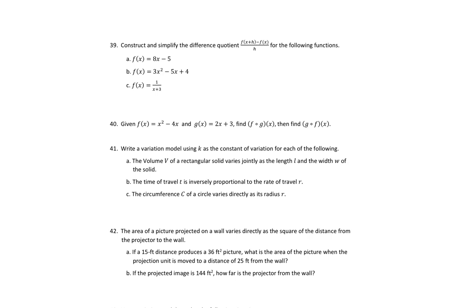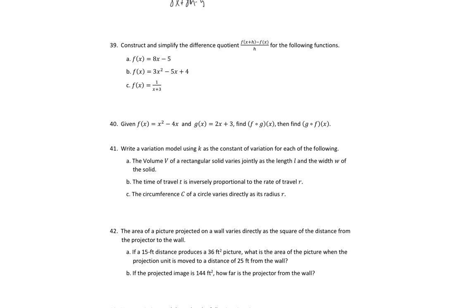Construct and simplify the difference quotient f of x plus h minus f of x over h for the following functions. Number 1 is going to be f of x equals 8x minus 5. Well, first I'll figure out what the f of x plus h is. And that's just going to be where I see an x in this one, I'll replace it with x plus h. I'll distribute: 8x plus 8h minus 5.